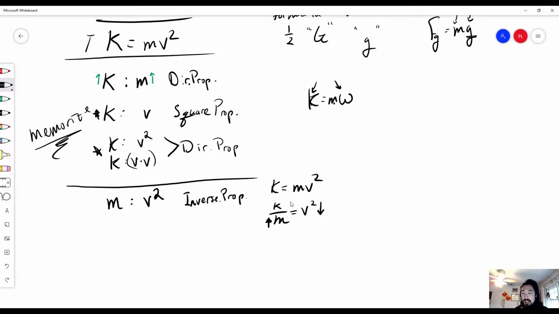Inverse just means the opposite. And also vice versa. So if the value of mass decreases, that means velocity squared increases. And mathematically, that does check out.